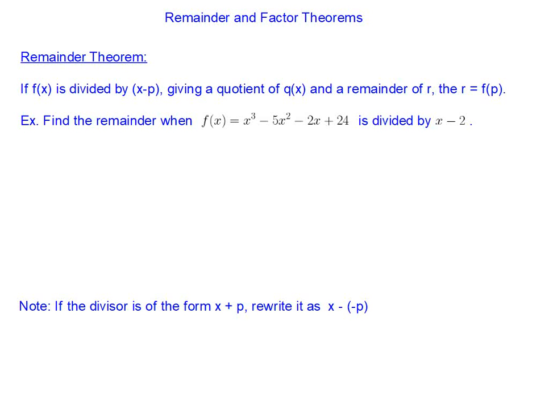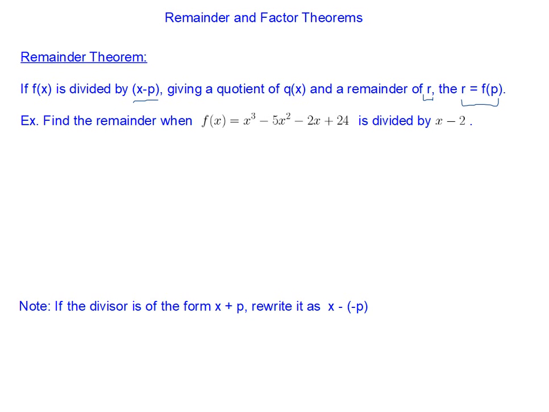Basically the remainder theorem says that if a function is divided by x minus p, that's this section right here, giving a quotient of q at x and a remainder of r, and this is the important part, then the remainder is equal to f at p. That might not seem like a big deal, but when we do an example, you'll see. So why don't we go ahead and do an example.